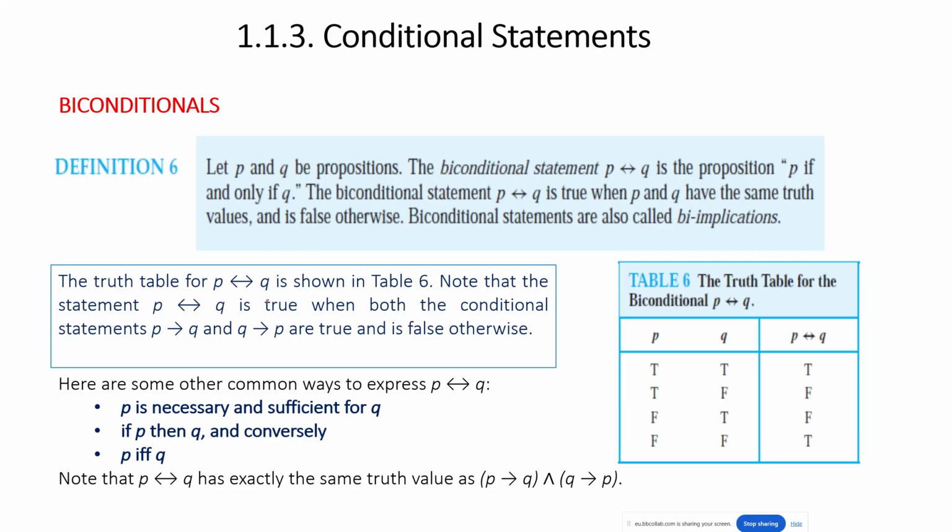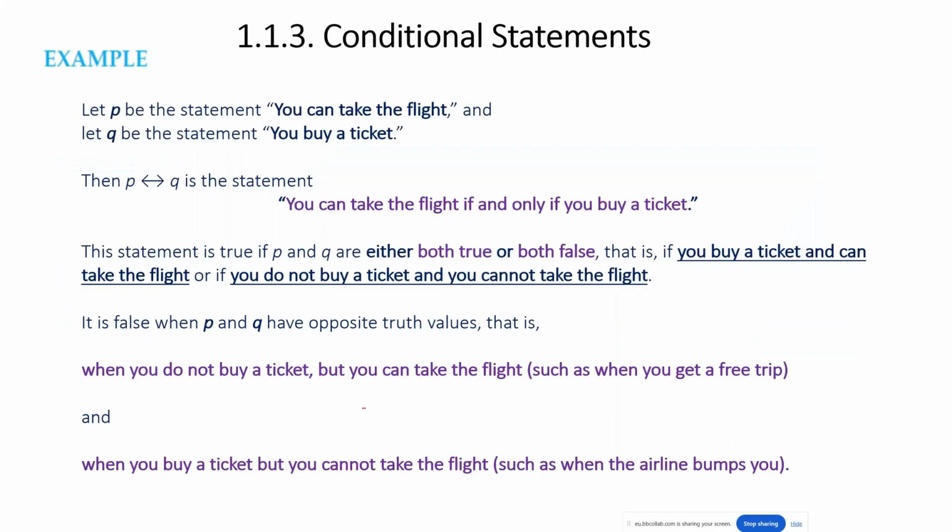And there's also another way to mention that, which is that P is necessary and sufficient for Q. If P then Q, and conversely, that means the opposite, P if and only if Q. This is actually another representation of this symbol. And that's what it says, that they have the same truth table as this thing. That's what we just mentioned.